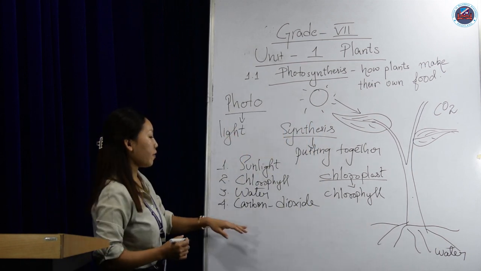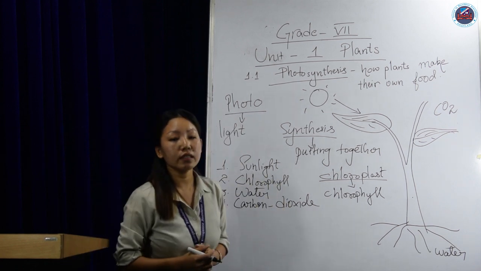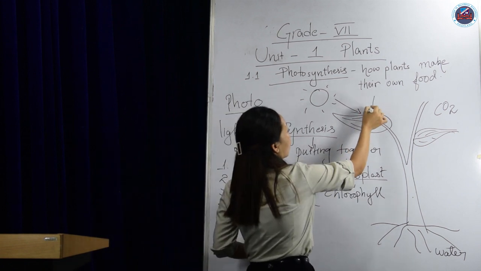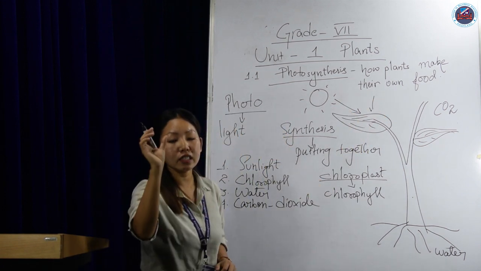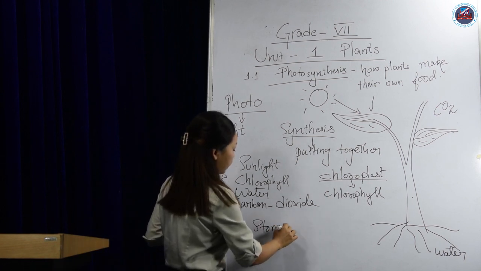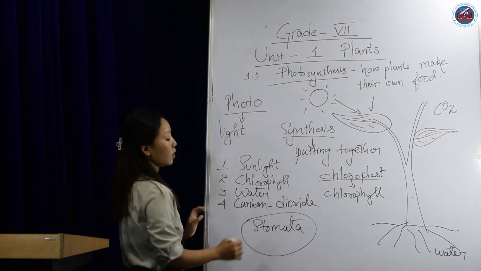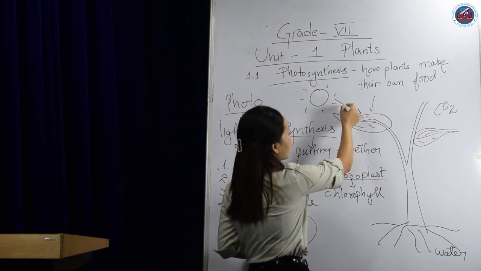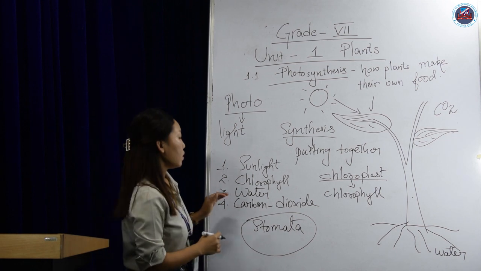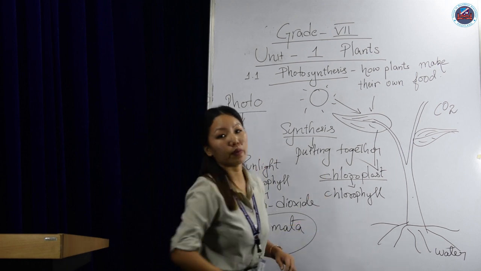Next, we have carbon dioxide. Carbon dioxide gas is present in the atmosphere and it diffuses on the surface of the leaf through a tiny pore called stomata. Through this stomata, carbon dioxide diffuses into the leaves. This carbon dioxide travels from the leaves to the chloroplast.